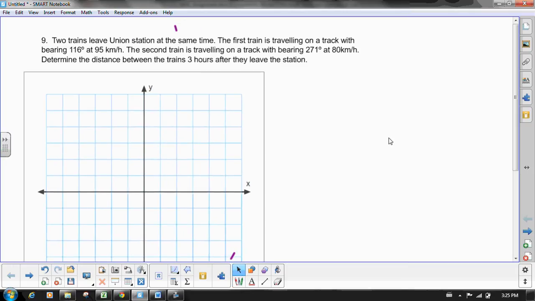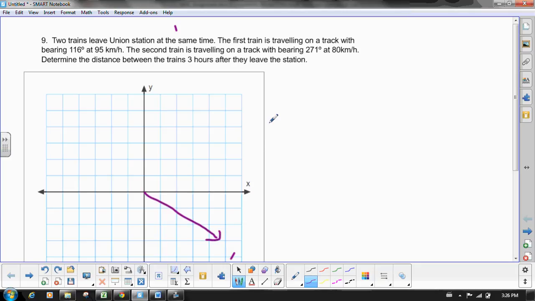When I look at this question, it's saying that the first train is traveling on a track on a bearing of 116 degrees. So bearing starts north and rotates. I'm starting right at the top of the y-axis, and it rotates. When I hit the x-axis right here, I'm at 90 degrees. I need to go an extra 26 degrees so that I'm at a total of 116. So I'm going to draw the line roughly right here.